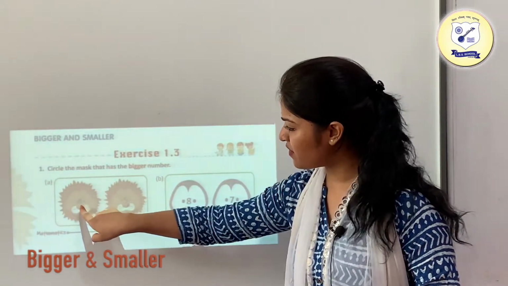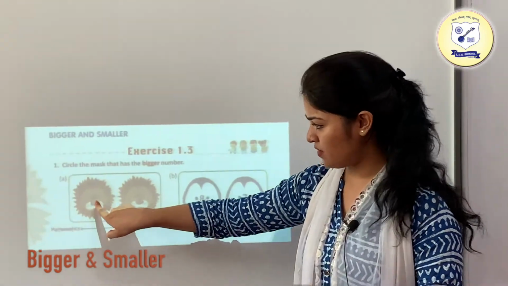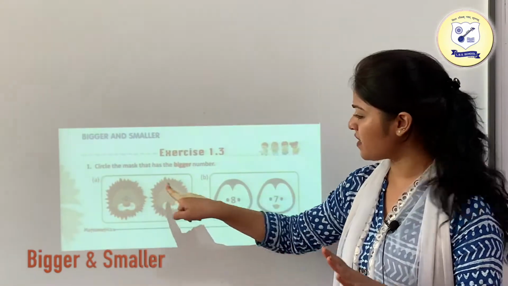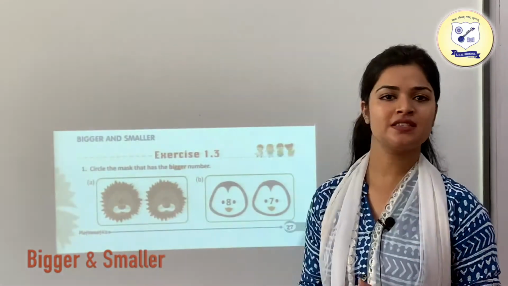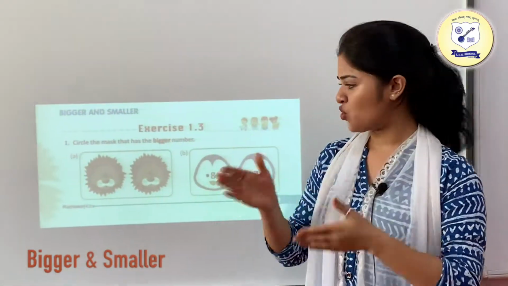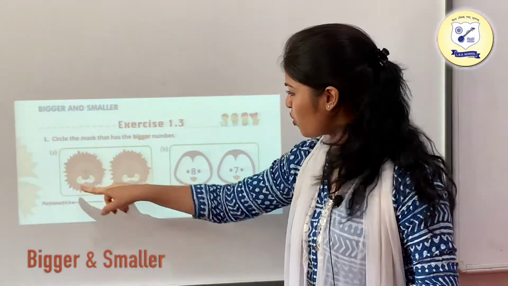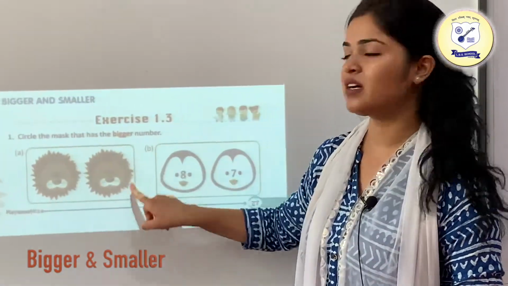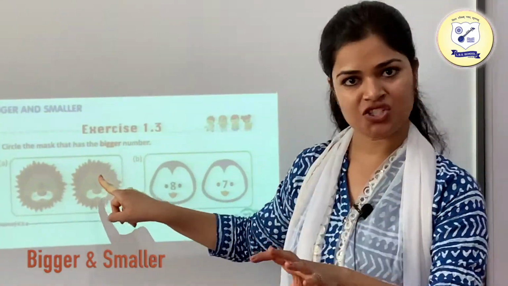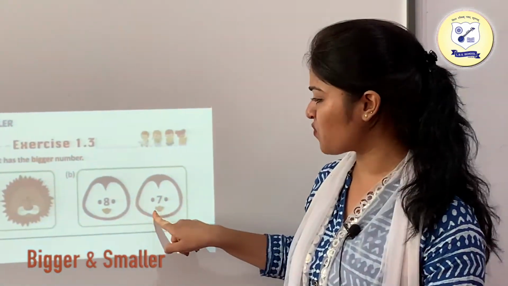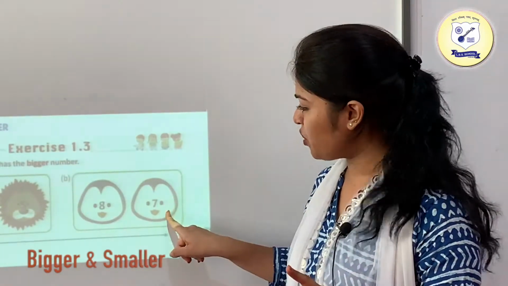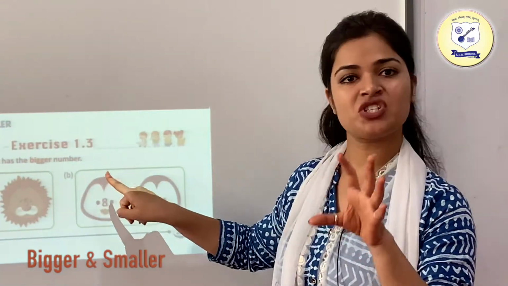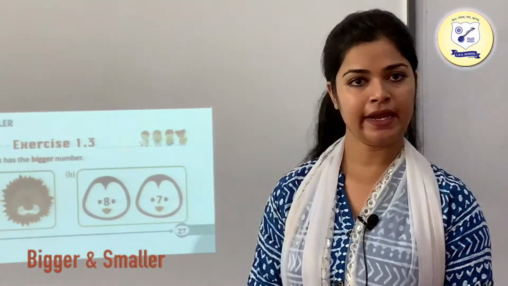Okay, so you can see that we have two masks over here. In one mask we have 4, and in another mask we have 5. So just check which one is the greater number, 4 or 5. The greater number is 5, so we need to circle the mask which has the larger number. Similarly, in this mask we have two numbers, 8 and 7. Just circle the mask which has the larger number, which is 8.